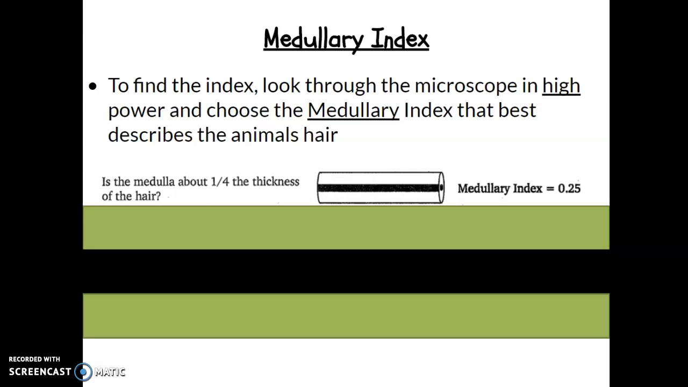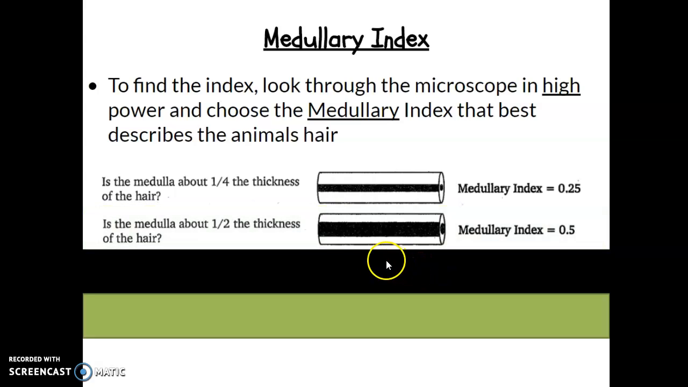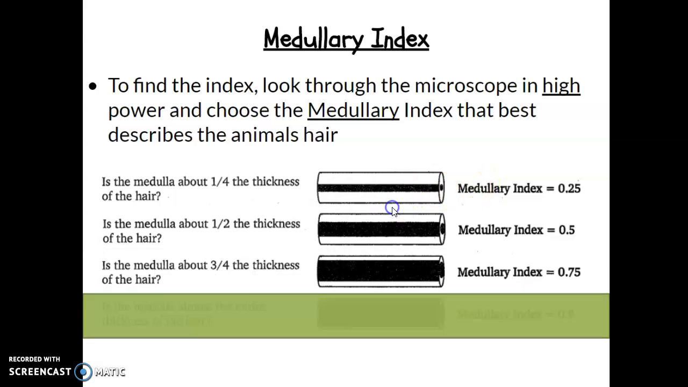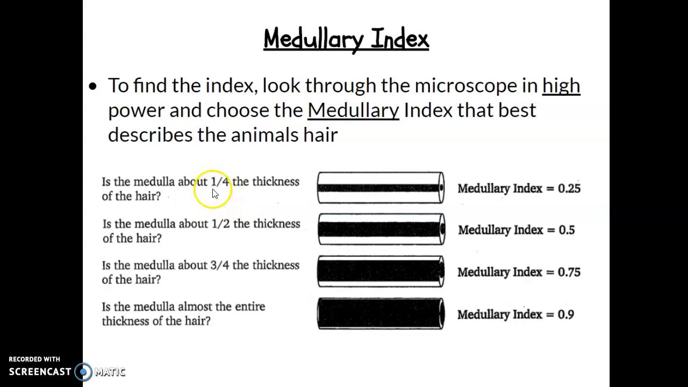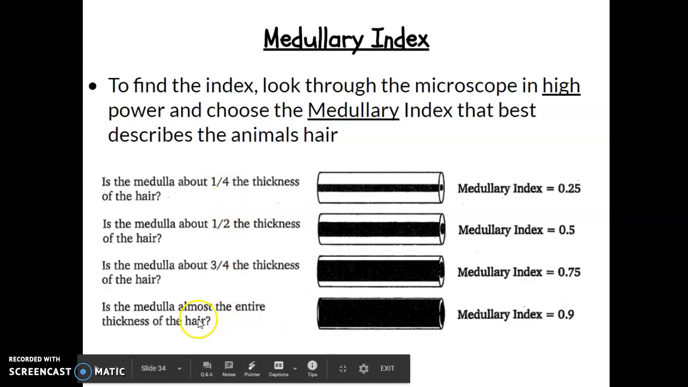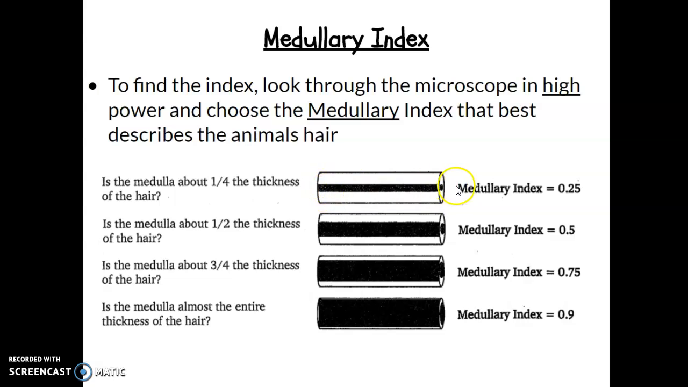To find the index, you look through the microscope in high power and choose the medullary index that best describes the animal hair. For animal hair, we have a few different measurements. It's either 1/4, 1/2, 3/4, or almost the entire medulla takes up the entire thickness of the hair. Remember, this is the portion where air exists inside the center of the hair, and this is used for insulation. That's why it has the air pockets. When you trap air, it insulates you from heating up or cooling down.